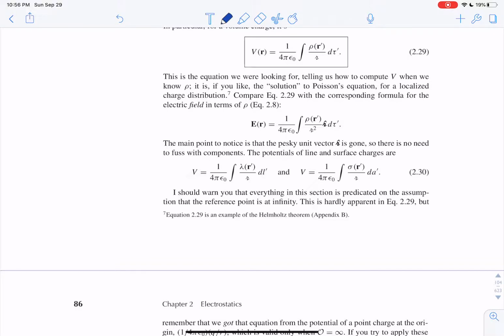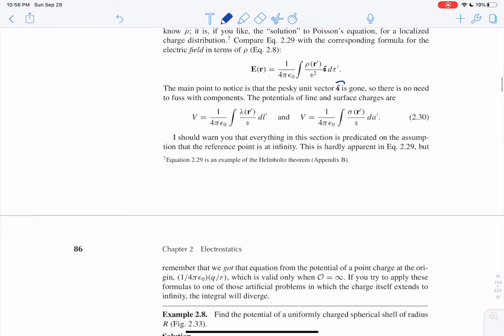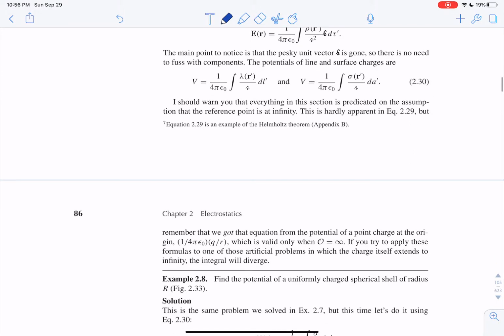Okay, so compare this with the formula for the electric field. They look pretty much the same, except we've got this dl that removes one of the r's, and so you just have 1 over r. And the unit vector r hat is gone, so there's no need to fuss with the components. The potentials of a line and surface charge simply reduce down to this. Okay, whatever. It's awesome.